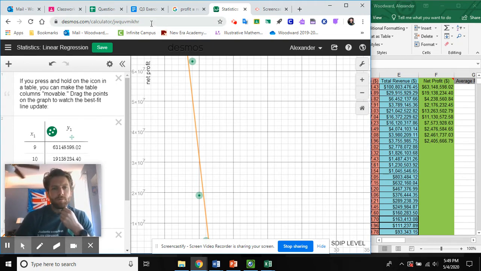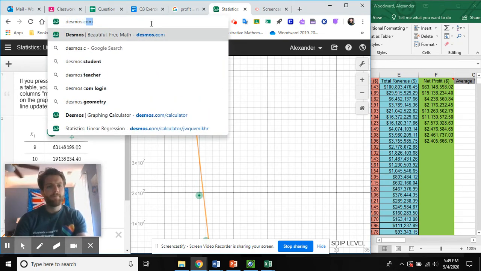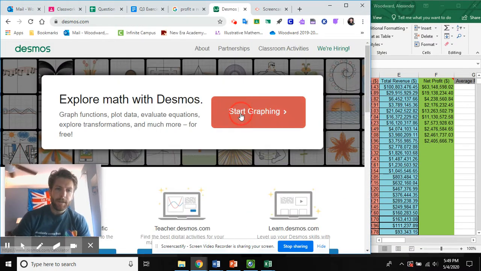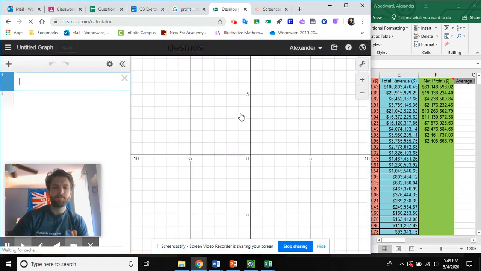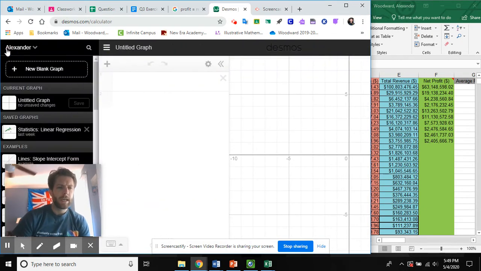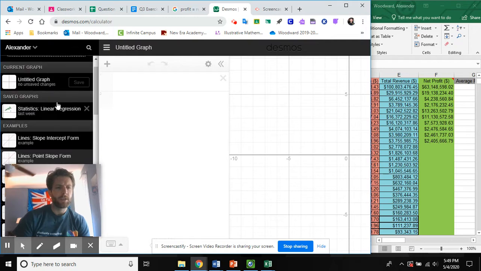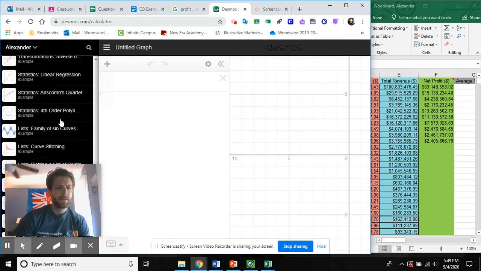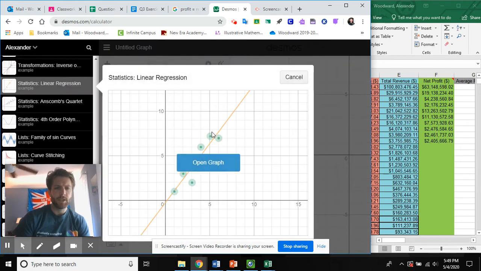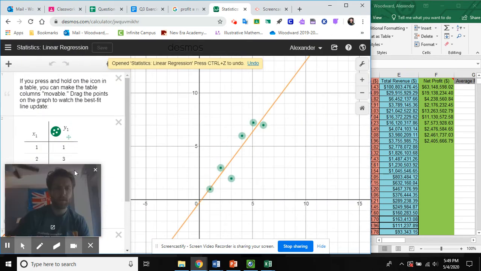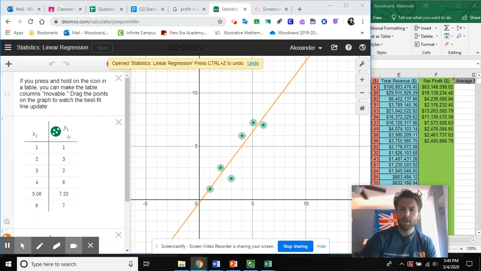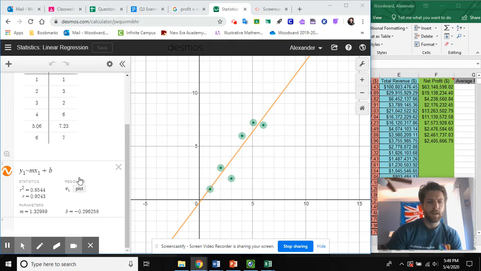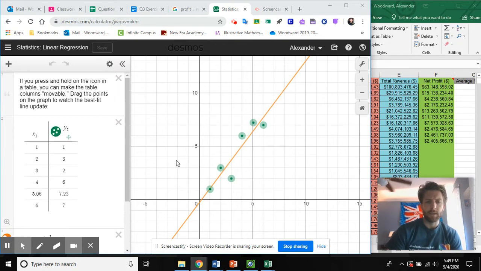So remember, desmos.com. Start graphing. Same as exercise 1 and 2. We go to the 3 bars at the top left. Go to statistics, linear regression. And then now we have our table of values and the information that can be drawn from the table.